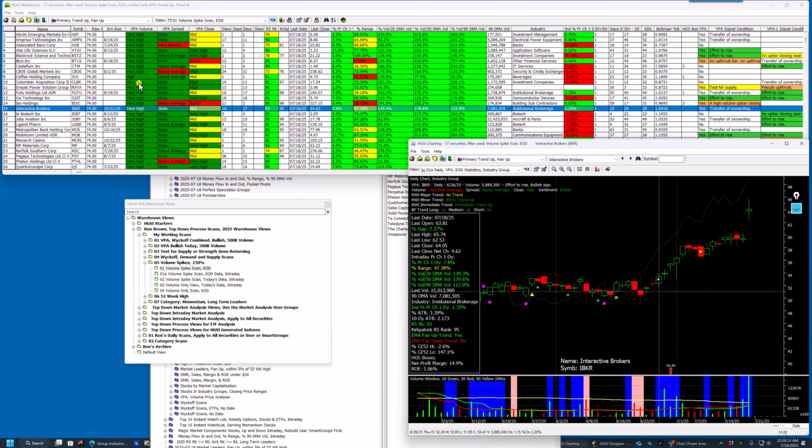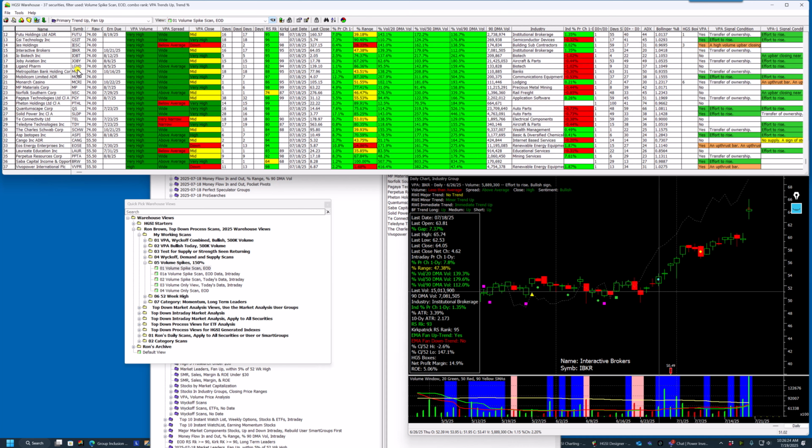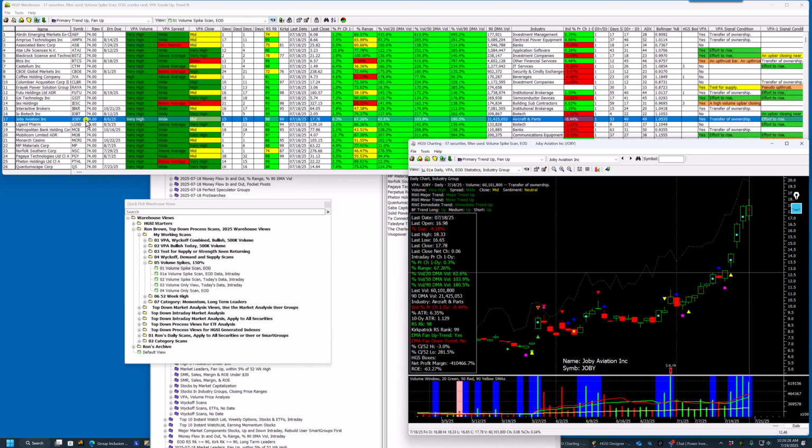Okay, so these are all stocks that are in strong uptrends, or they wouldn't be in my primary trend fan up group, and there's 37 of them. Now, here is one, Joby, that has been coming up in these scans, and look at this move here above the moving averages back here, and look what's happened to it the last week. It's been appearing about every day.